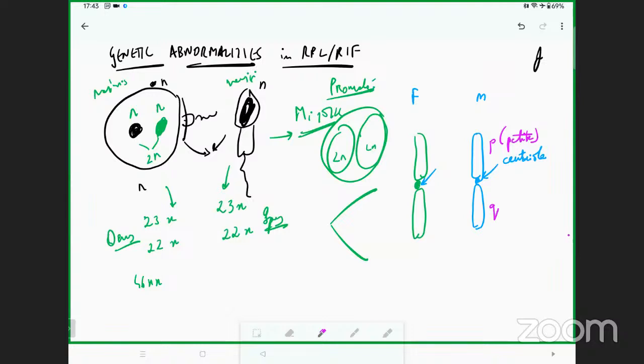For Q in French, which says long. So maybe after P, the next word is Q. That is why they thought, okay, you can call it Q. So P is always going to be the petite arm, or the short arm. This is your nomenclature. Q is always going to be the long arm.